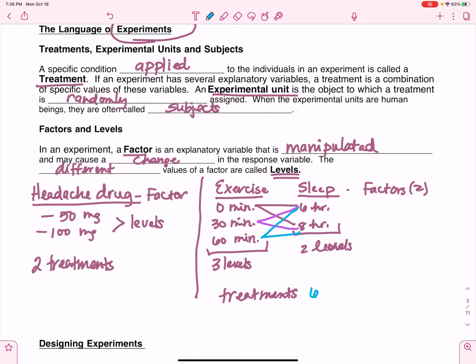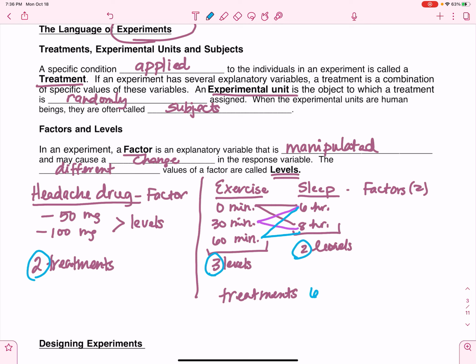How do you get the number of treatments? You take your levels and you multiply them. That's how you get the number of treatments. Over here, we just had 2. Over here, we had 6. So that shows you a little bit of what levels, factors, and treatments look like.